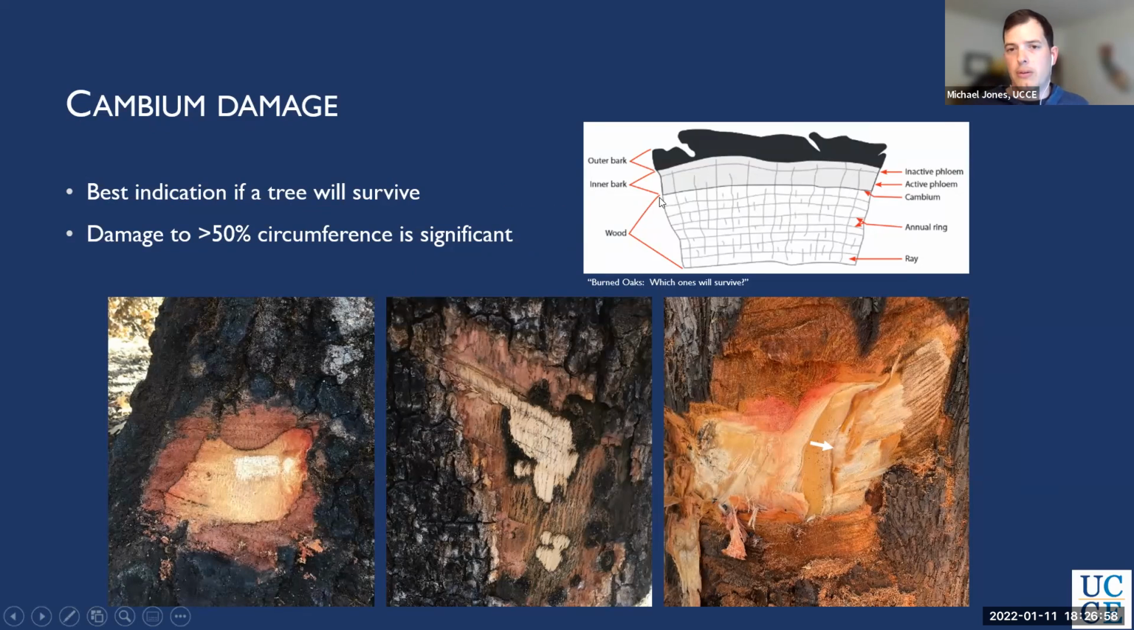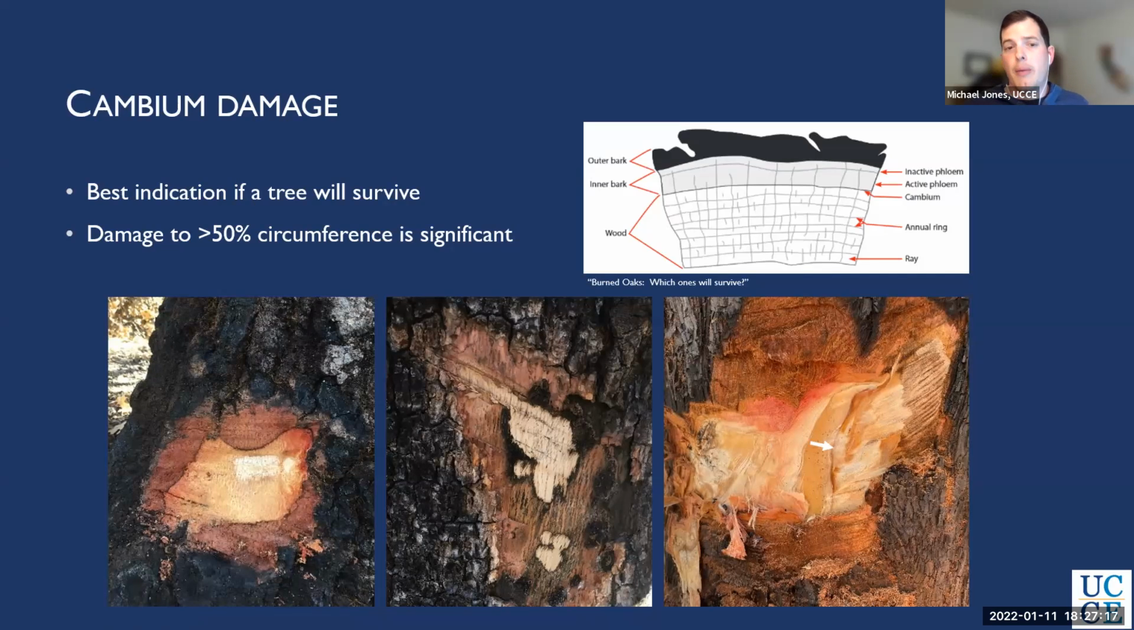It's really the only active growing part of the main stem of a tree. If it divides out, it becomes bark. It divides in, it becomes wood. It's where all the nutrient transportation occurs. So if you kill that and you girdle the tree, meaning you kill all the way around the main stem, you basically starve that tree to death.